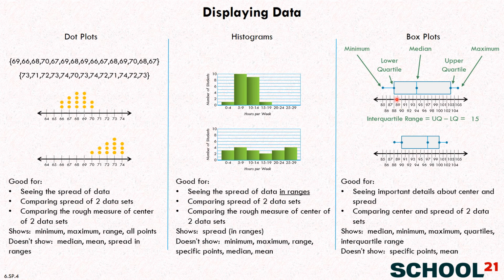So for instance, this data set right here, you can see immediately its median is lower than this one right here. You can also see that it's much more spread out because the box is wider than the box for this data set. So you can see immediately by just comparing two box plots how the data sets compare. The box plots show the median, the minimum, the maximum, the quartiles, upper and lower, and the interquartile range, all right there to easily read. So it's really great. What they don't show, box plots don't show specific points, and they don't show you the mean. So you won't even be able to calculate the mean without specific points. So box plots are really good for using median and interquartile range.